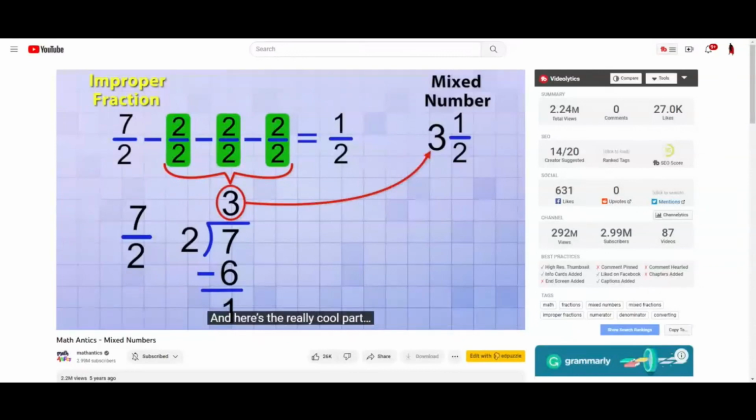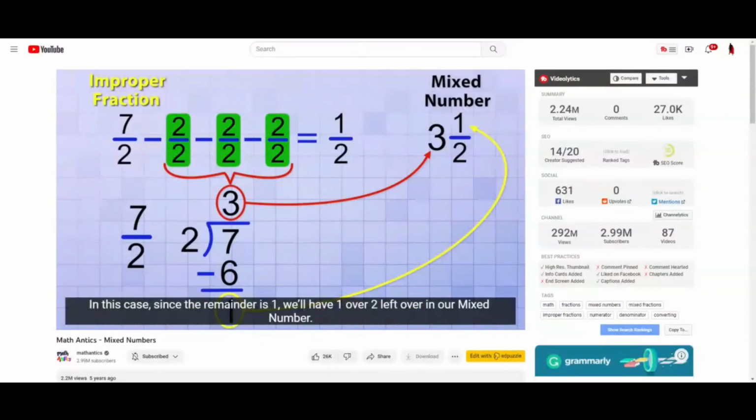And here's the really cool part. The remainder of the division tells us what the leftover fraction will be. The remainder is the numerator, the top number of the leftover fraction. In this case, since the remainder is 1, we'll have 1/2 left over in our mixed number.